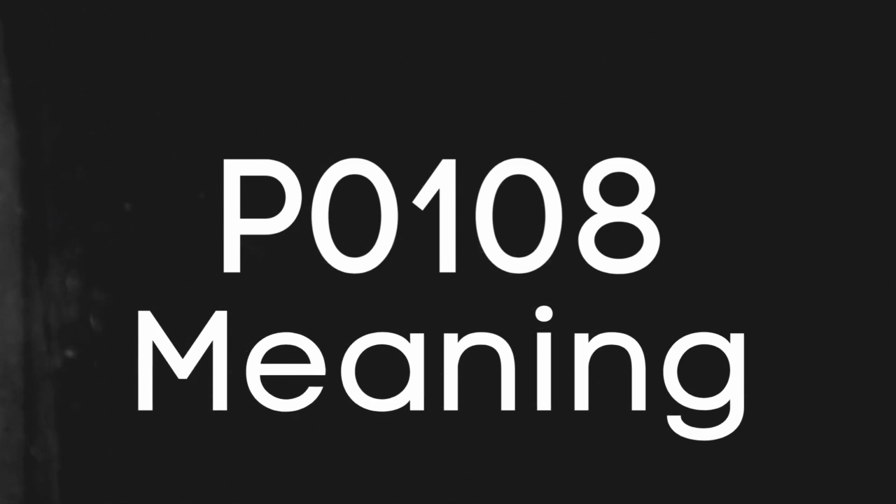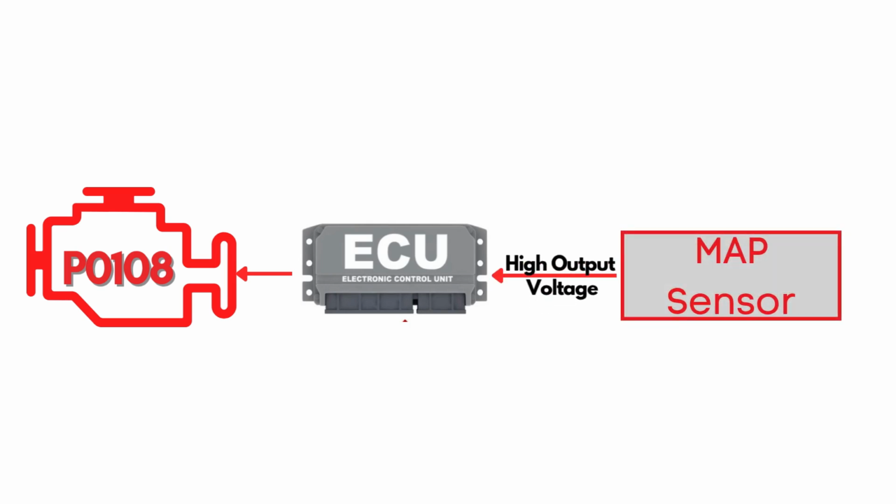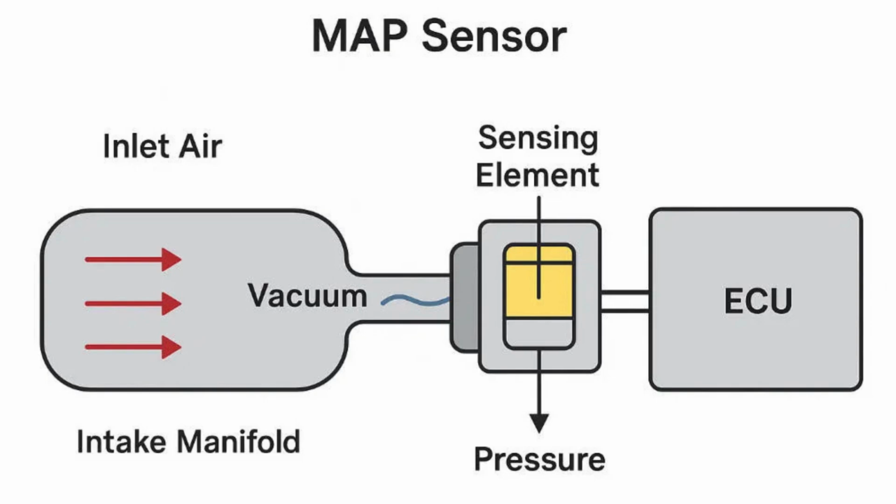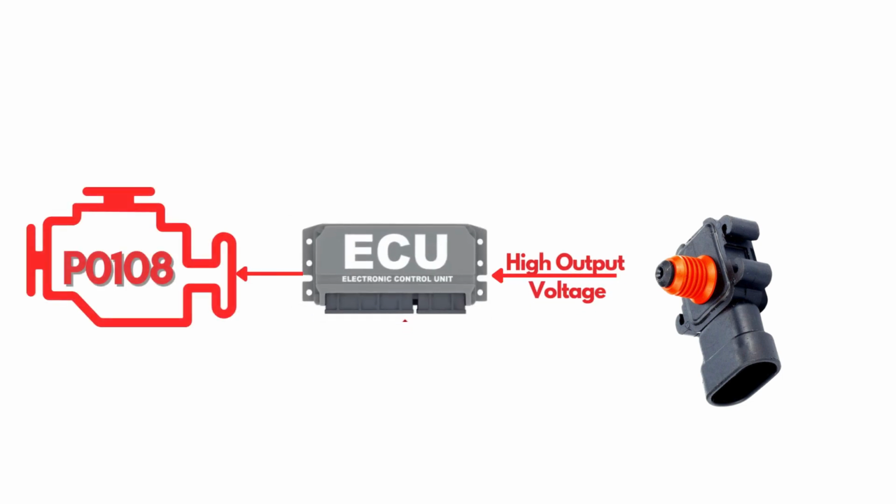Let's break down what the P0108 code actually is. The P0108 code is set when your vehicle's engine control module, or ECU, detects a problem with the signal coming from the manifold absolute pressure, MAP, sensor, or the barometric pressure sensor. If that MAP sensor output voltage is above its normal range for given engine conditions, the ECU can no longer accurately determine the amount of air entering the engine. And when that happens, it throws the P0108 trouble code to let you know something's wrong with the MAP circuit.